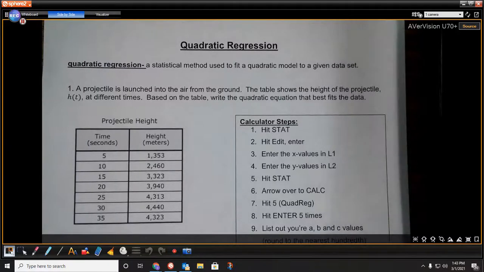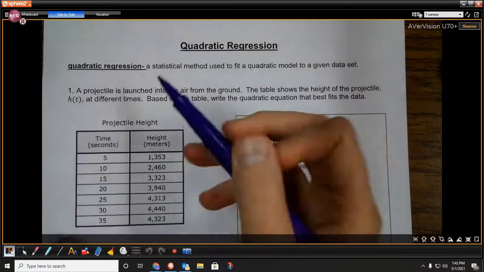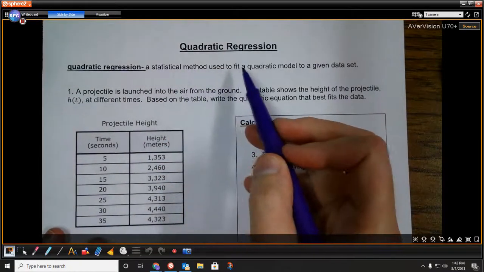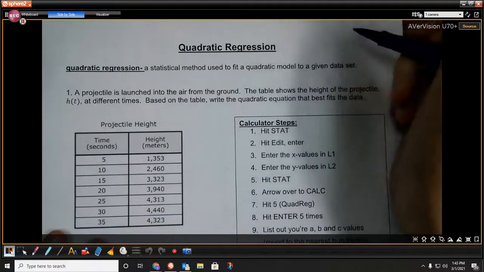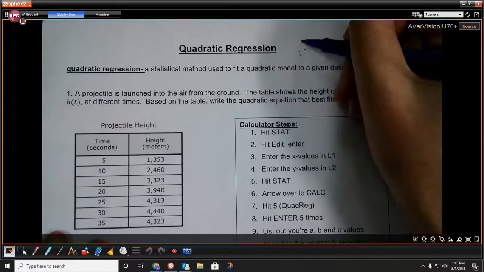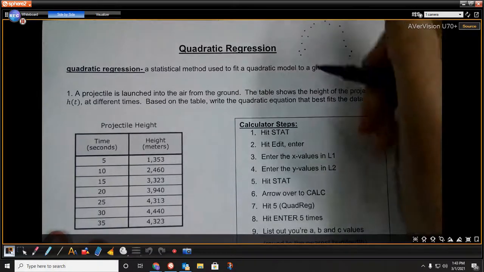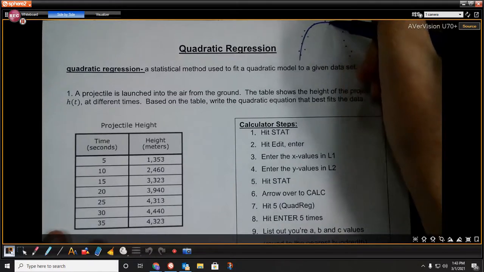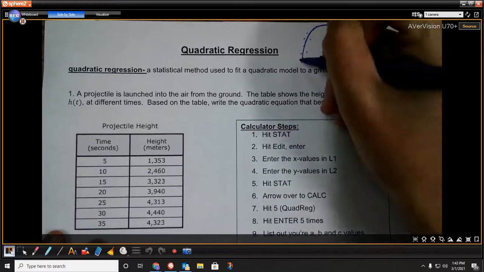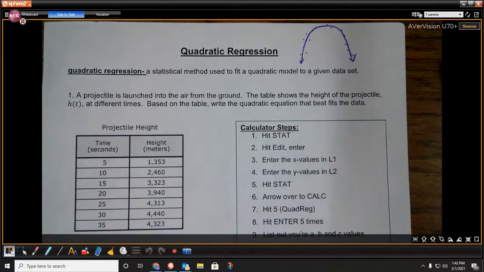All right, guys, today we are going to be talking about quadratic regression. And as we talk about quadratic regression, all that really means is that this is a statistical method used to fit a quadratic model to a given data set. So basically, if we are given some data that does not line up exactly, but lines up pretty close to something that would look like a parabola or quadratic function, we want to find the line that would best fit that data. We want to find the formula for the line that best fits this. So this is a method that we will use to do that.